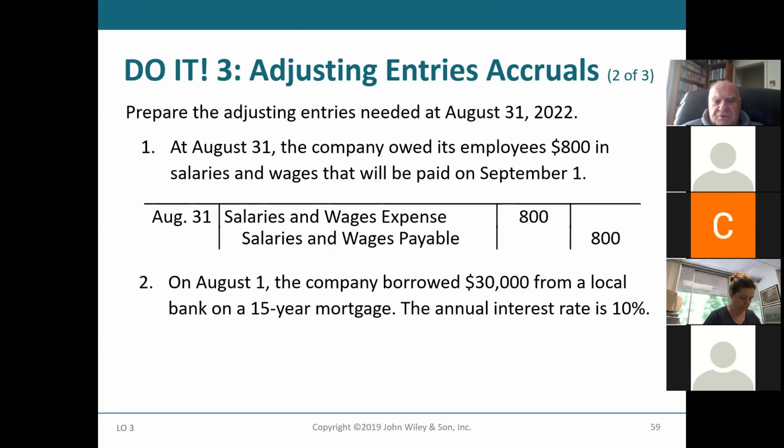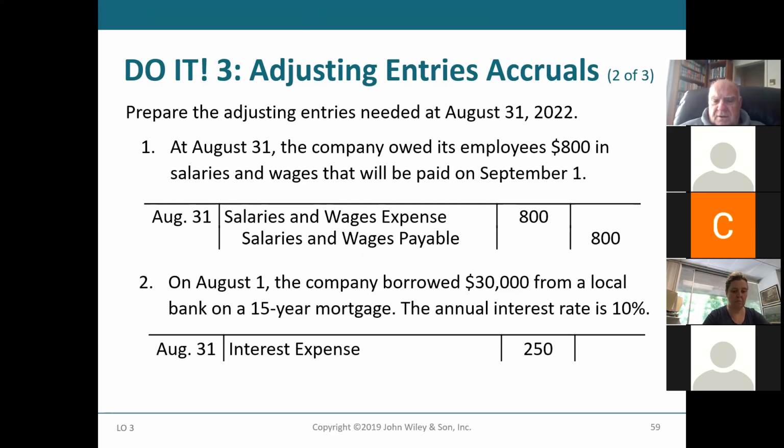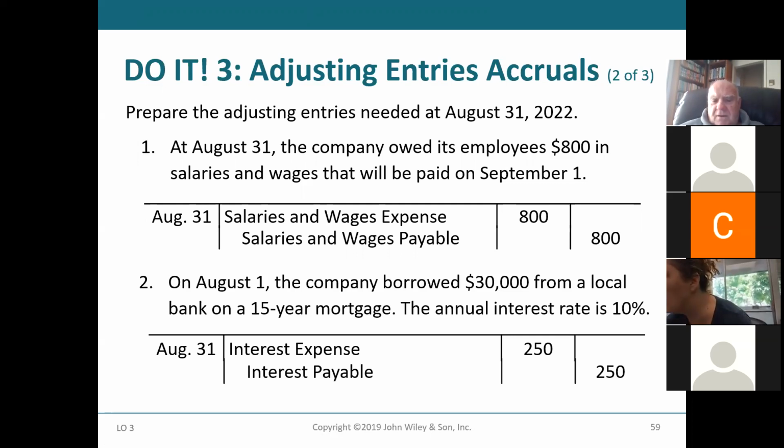On August 1st, the company borrowed $30,000 from a local bank on a 15-year mortgage. The annual interest is 10%, $3,000 a year, divide by 12, $250. Even though we're not going to pay this annual interest until the end of the fiscal year, we have to recognize the expense. We have that expense, interest expense.